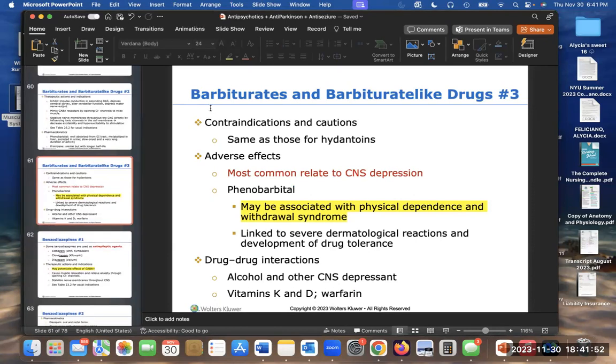Contraindications and cautions, right? Same as before. All the things we talk about, the comatose, depression, pregnancy, all that stuff, it all is going to repeat again. CNS depression, an adverse effect. Physical, but what's unique to these barbiturates is that physical dependence, right? And it can cause a lot of symptoms of withdrawal if they even try to stop taking this medication, okay? And what are drug-drug interactions? Alcohol and other CNS depressants. It's going to repeat.